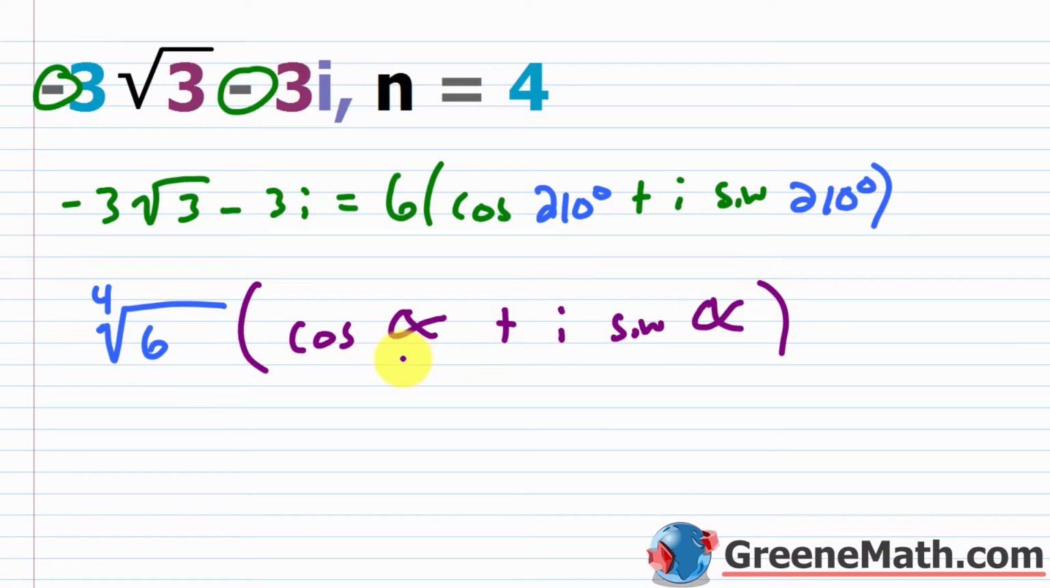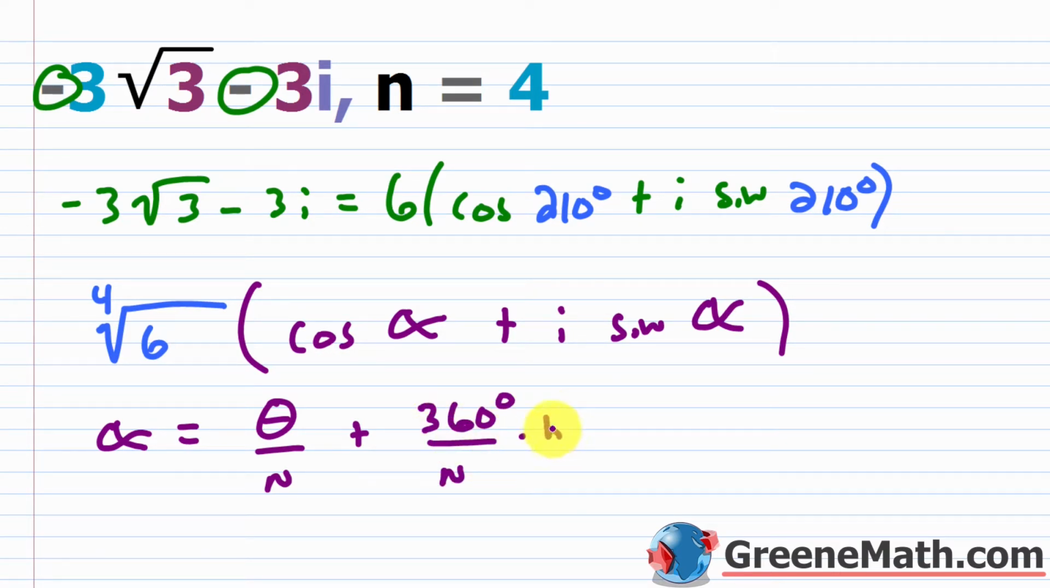And alpha, since we're working with degrees, alpha is going to be equal to your theta divided by n. In this case, the n is 4. Plug that in a second. Plus, you have your 360 degrees divided by n times k, where k is equal to, in this case, because it's 4, 0, 1, 2, and 3. So you just go up to 1 less than whatever n is. That's all it is. So in our case, let's just plug this in.